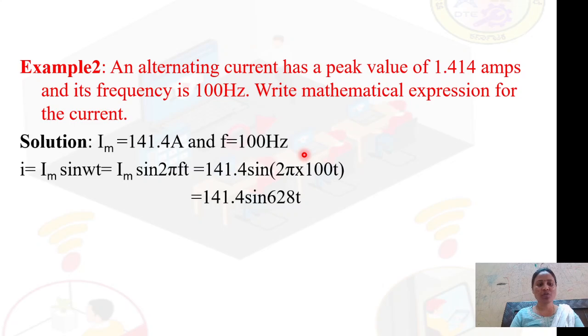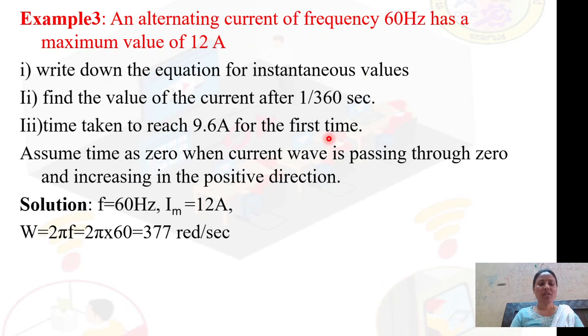So let us substitute the values of Im and f. In I is equal to Im sin omega t, omega can be expressed as 2 pi into f. So we substitute f and Im. That gives us the value of I as 141.4 sin 628t. Let us move to the third example.